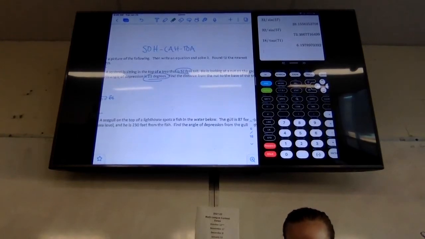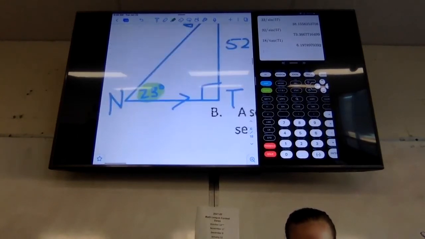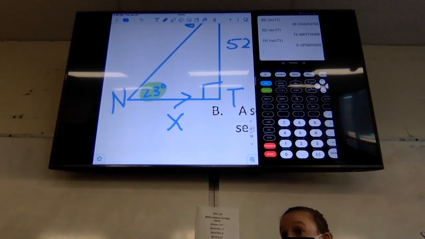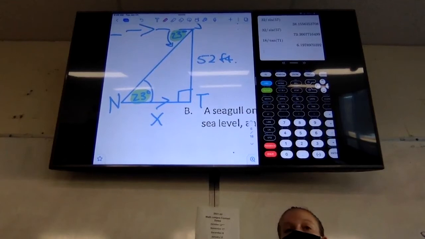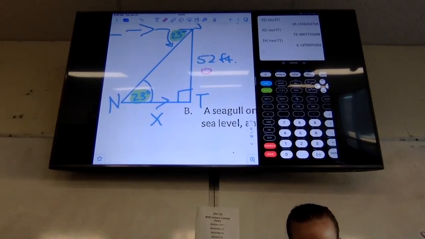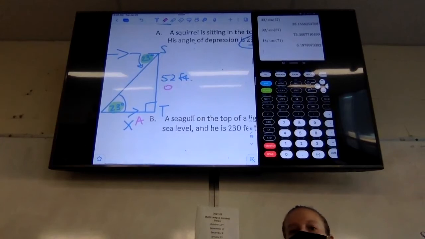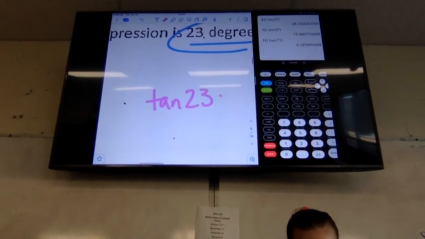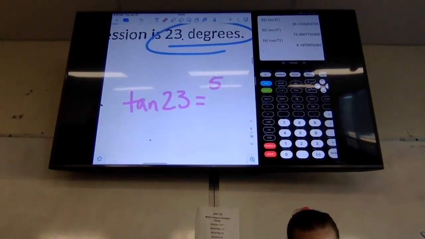Then it says find the distance from the nut to the base of the tree. So I'm finding the distance from N to T. That is going to be X. So I played all of that out just so I could label this nice pretty triangle. And so now I have my angle of 23. I need to label 52 and X as opposite, adjacent, hypotenuse. And then I have to use my trig function. What is 52? Good. What's X? Adjacent. Good. Which trig function am I going to use? Tan. So I'm going to say tan of 23 equals 52 over X.